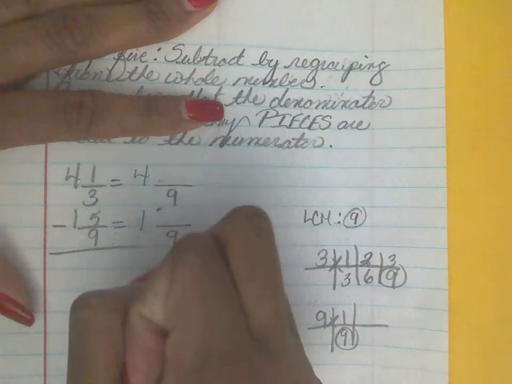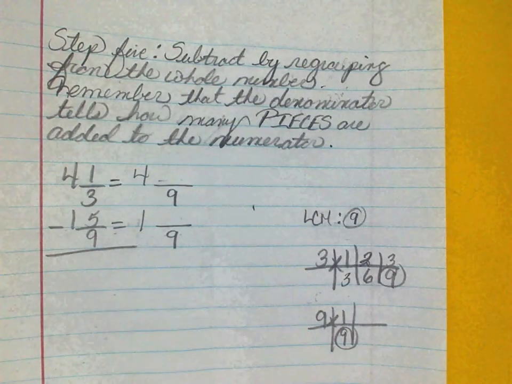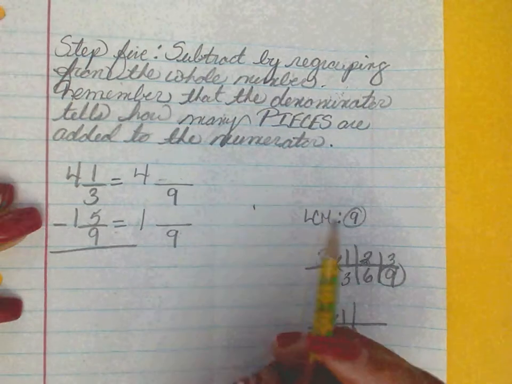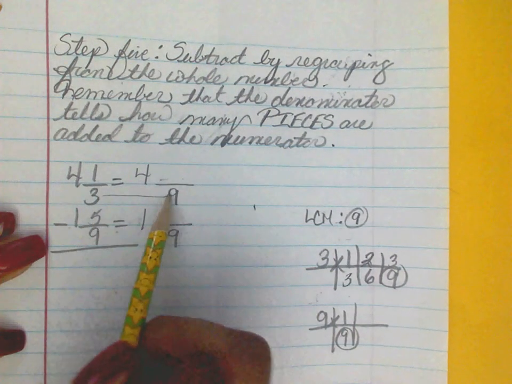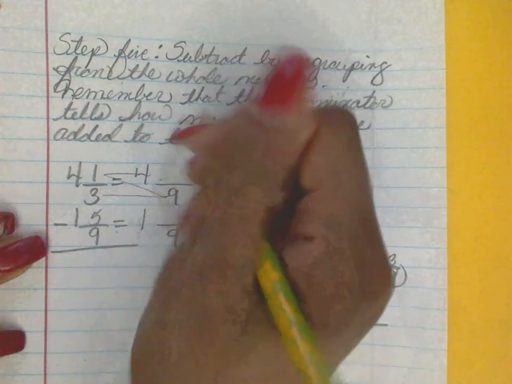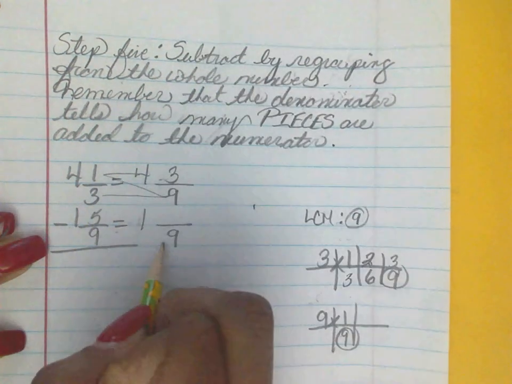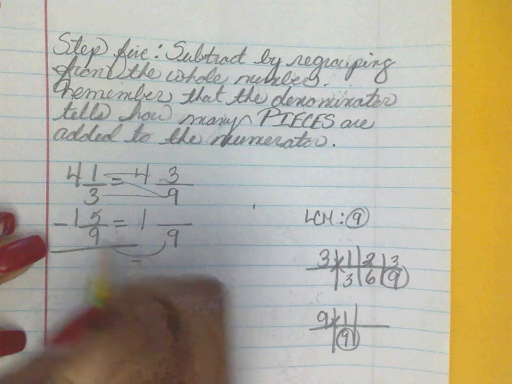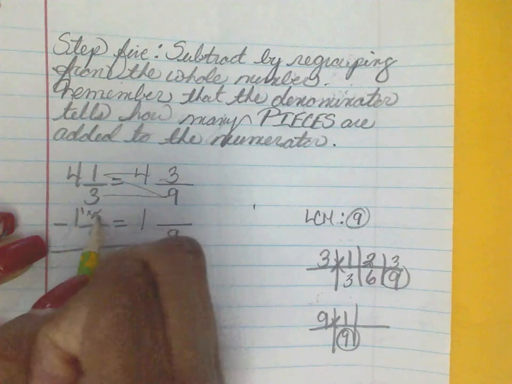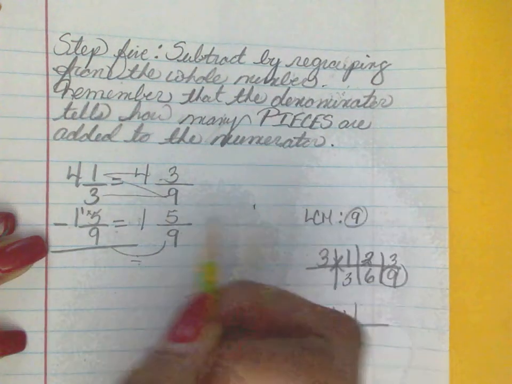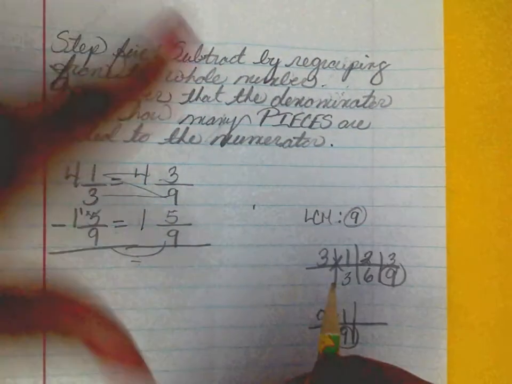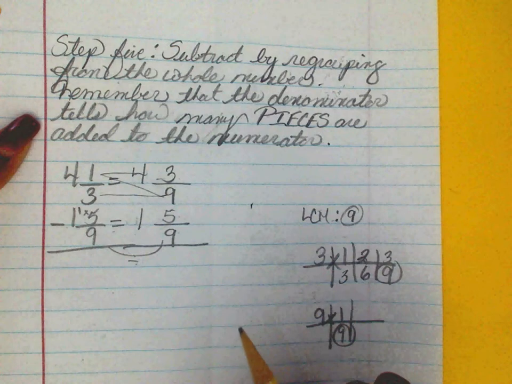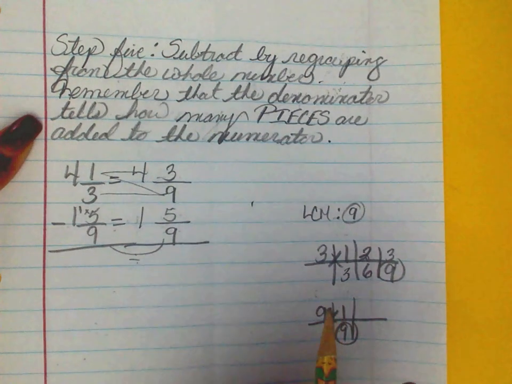Step 4, that's right, backwards Z or backwards C. I would do both. 3 goes into 9 3 times. 3 times 1 is 3. 9 divided by 9 is 1. 1 times 5 is 5. And then now we're on step 5. We subtract by regrouping from the whole number. Remember, the denominator tells how many pieces are added to the numerator.